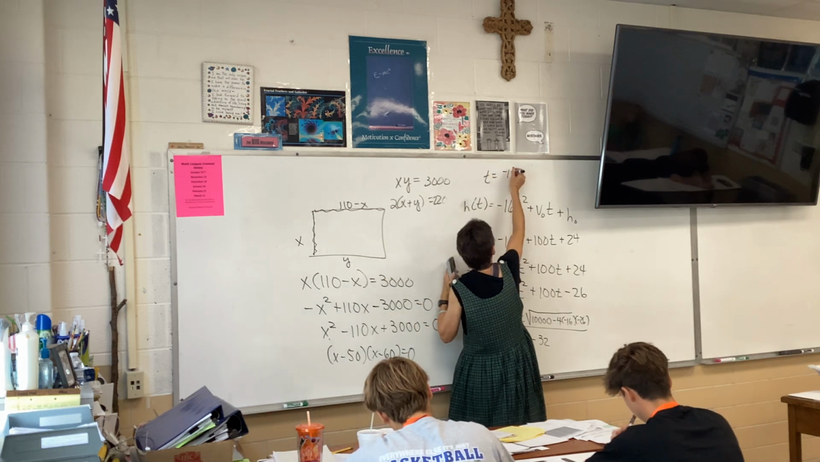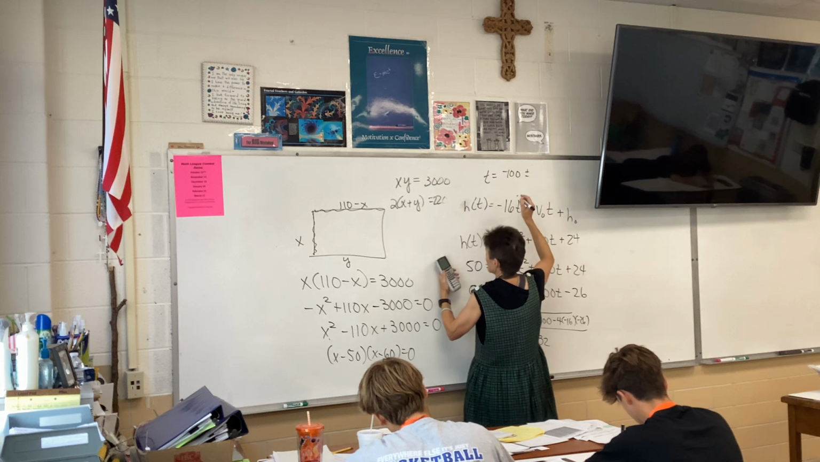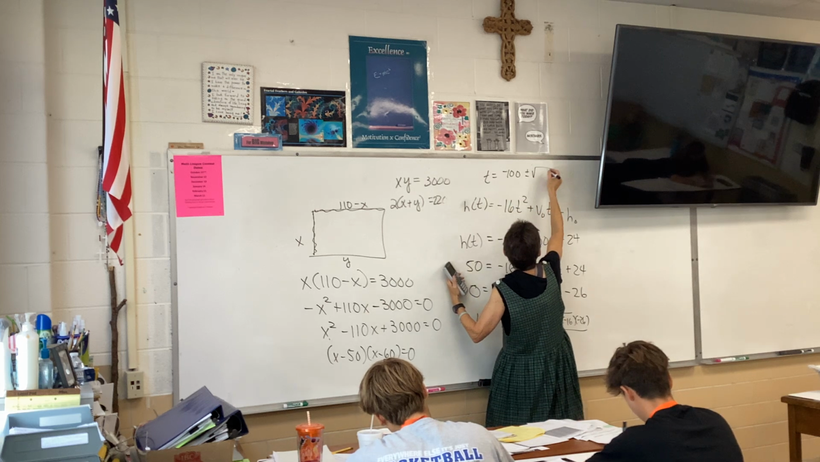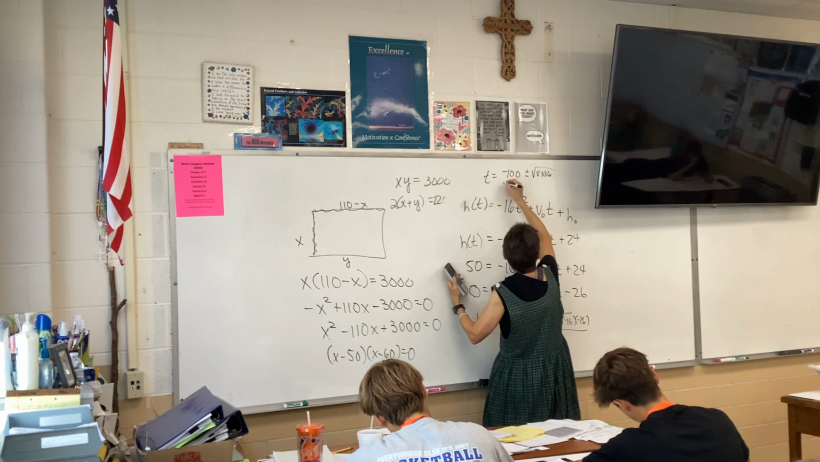So I got, under the radical, 8336. Anybody do this by hand? Does that look familiar?